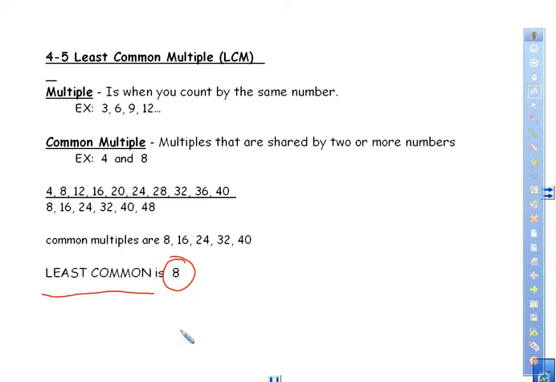So what I want you to do is go ahead and hit pause and copy this information down into your notes. So go ahead and do that.